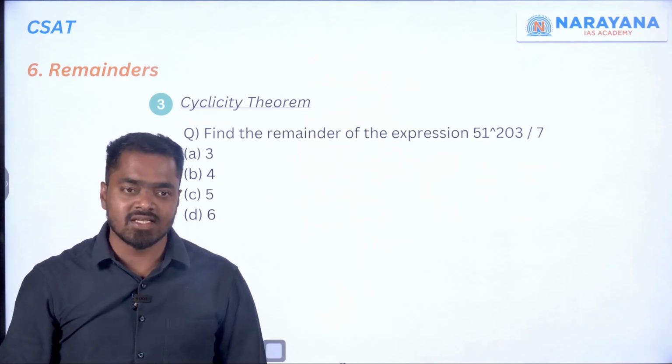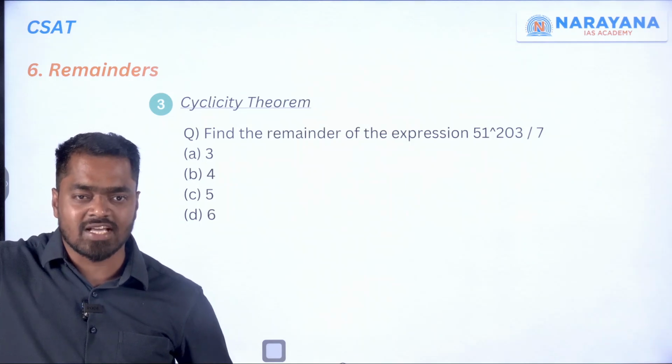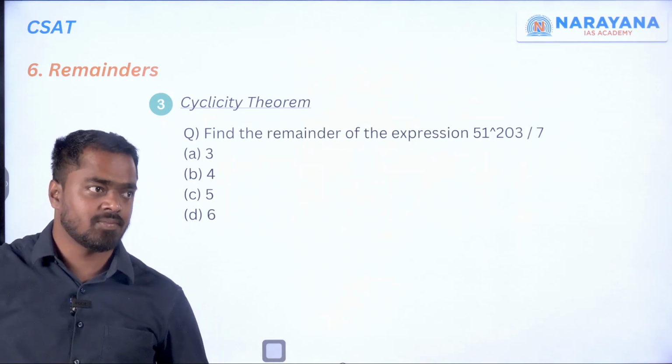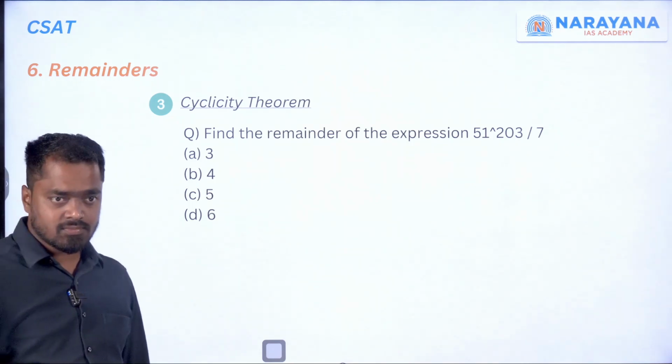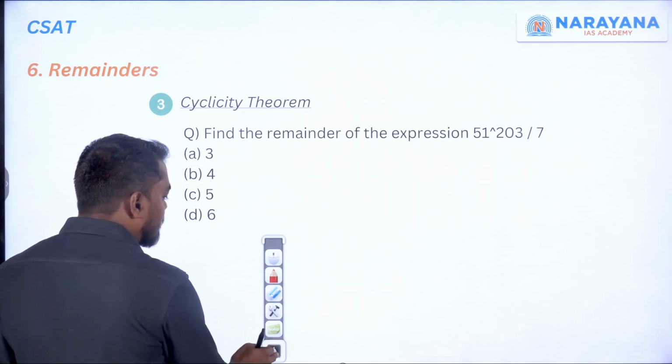Now using the cyclicity theorem, try to solve this question. Find the remainder of the expression 51 to the power 203 divided by 7. You can pause the video and solve this one. Okay, let me solve it.